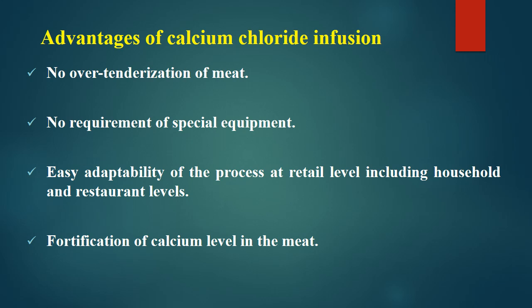Now here we will see the advantages of calcium chloride infusion. Firstly, no over tenderization of meat. So this won't do any over effect. No requirement of special equipment. Here we don't need any other appliances. Simply we need to inject it after the dressing of the carcass. And easy adaptability of the process at retail level, including household and restaurant level. So this technique can be easily adapted. And lastly, the fortification of calcium level in the meat. So generally meat, particularly the lean meat, is deficient in calcium. So we can increase the level of calcium by this method.